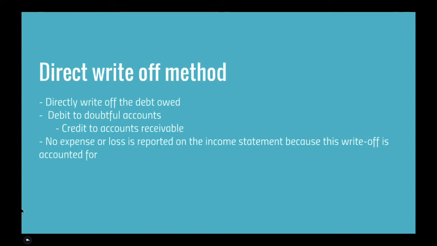The first method is the direct write-off method. Under this allowance method, if a specific customer's accounts receivable is identified as uncollectible, it is written off by removing the amounts from accounts receivable. The entry is a write-off to bad accounts that only appears in the balance sheet. It's a debit to allowance for doubtful accounts and a credit to accounts receivable. No expense or loss is reported on the income statement because this write-off is covered under the early adjustment entries.